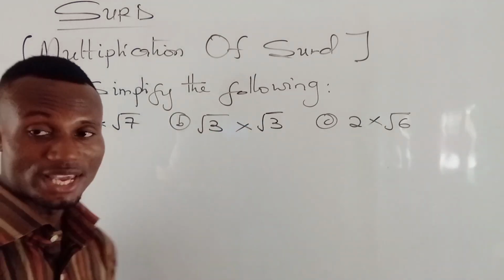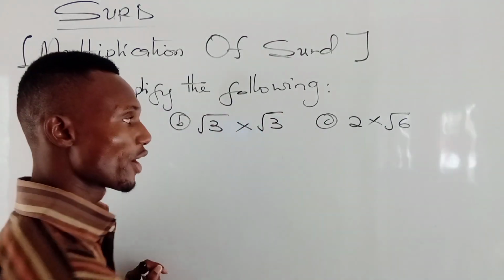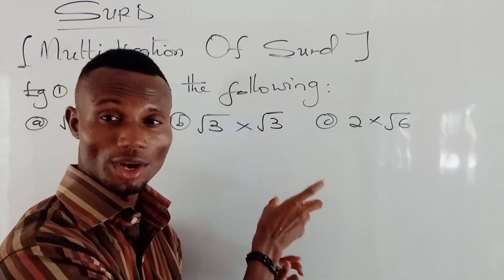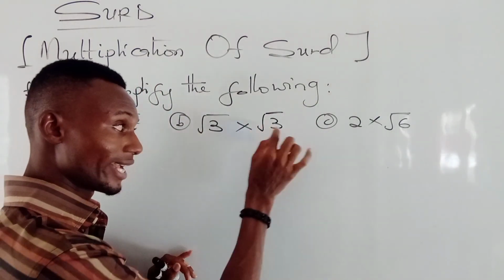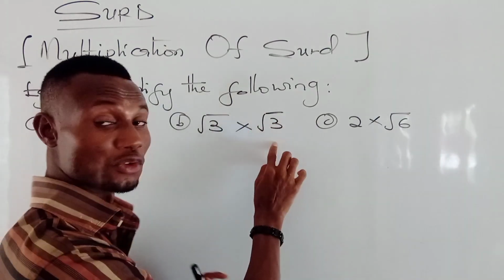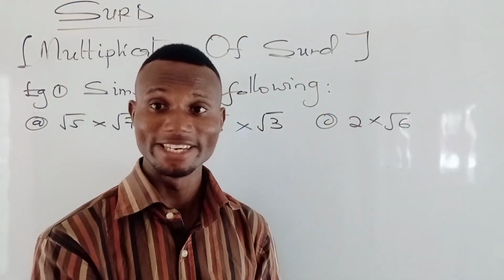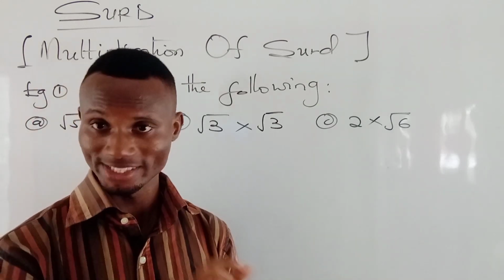Now when we come to the B, it says square root of 3 times square root of 3. This one also, both of them have the square root sign in it, but they have the same values, which is 3 and here is also 3. So this is square root of 3, this is also square root of 3. So this also represents a different type of multiplication that you can get under the multiplication of SURD.